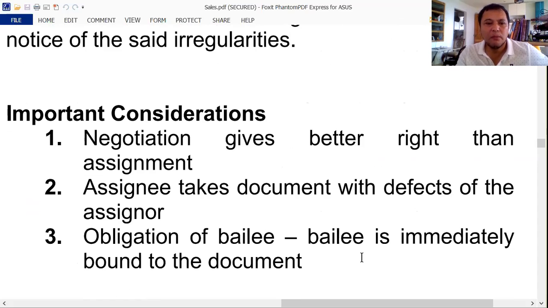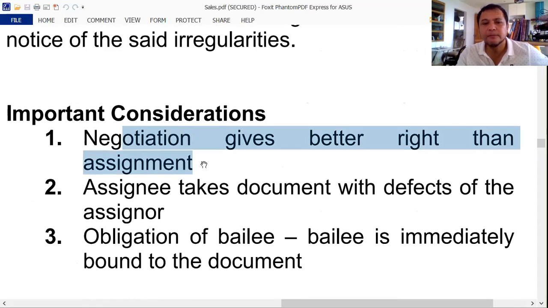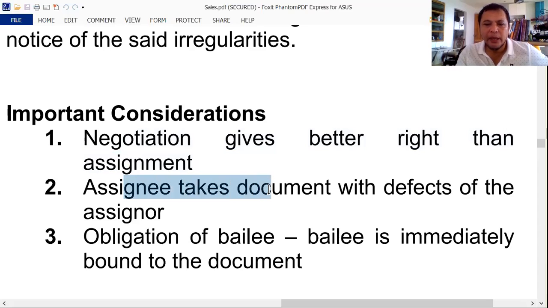So these are the important considerations as far as negotiable documents of title are concerned. Number one, negotiation gives a better right than assignment. Assignment is just transfer, because the assignee takes the document with the defects of the assignor. And an assignee also cannot anymore transfer or negotiate, because he is just a mere assignee. He has no authority to negotiate it to another person.